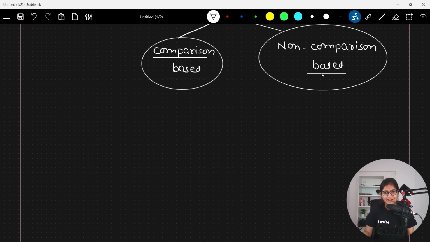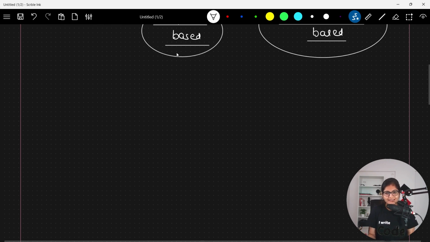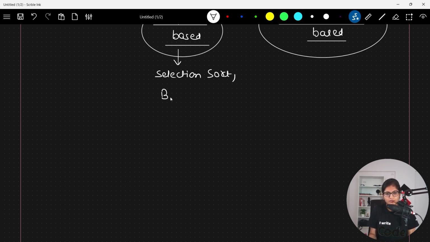When we talk about comparison based, there is a comparison within the values in an array. For example, we have the maximum number of sorting algorithms under this category. The very basic are selection sort and bubble sort. Every sorting algorithm I am writing here, we will discuss in our course. Selection, bubble, and afterwards you should know about insertion sort.